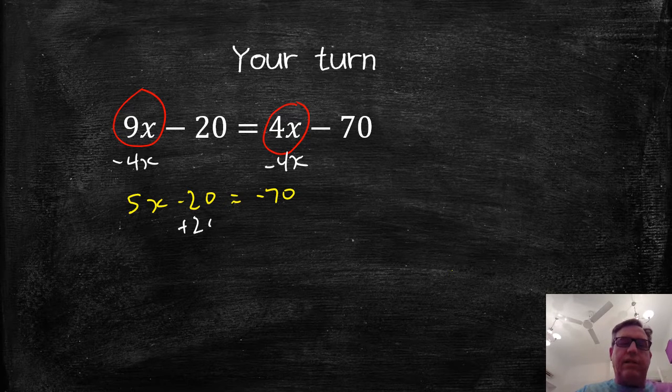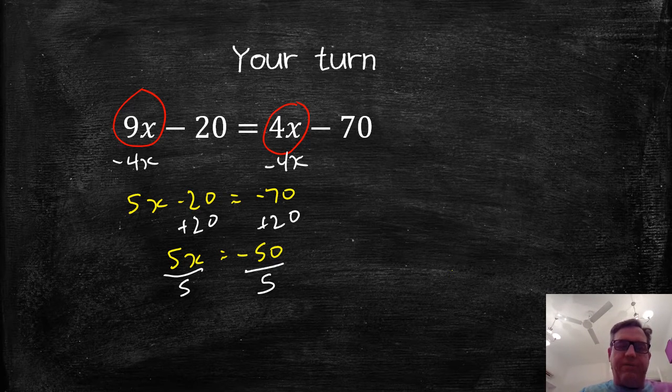Now, the x's are on the left, so I need to get all the numbers on the right. So 5x equals minus 50. And then our last step, we want 1x, so I'm going to divide by 5 both sides, and x equals minus 10.